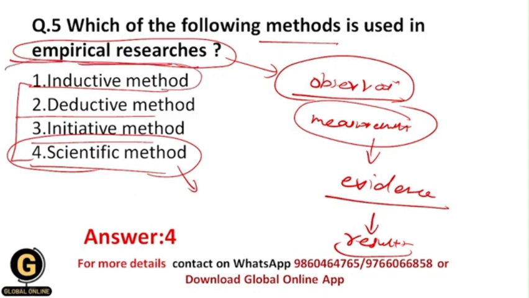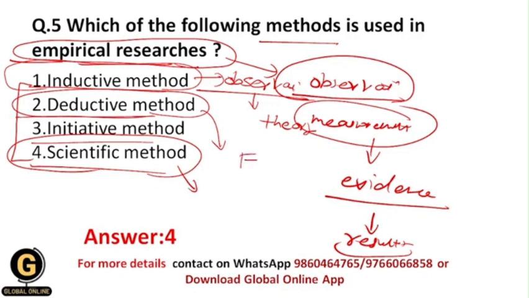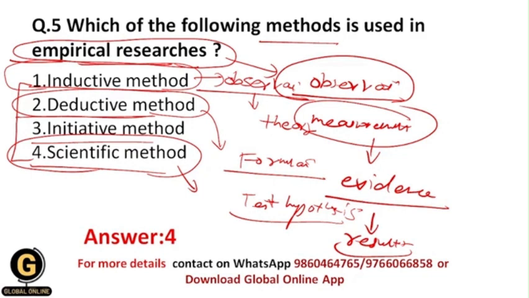And what are the inductive and deductive methods? Within the inductive method we have the observations, and based upon the observations we are going to formulate a theory. Okay, and what is the deductive method? Within the deductive method we are going to formulate a hypothesis, we are going to test the hypothesis by using statistical techniques, and finally you will get the results and conclusion. So whenever you combine the inductive method and the deductive method, it will form the scientific method. Okay, and that's why the correct answer over here is 4.